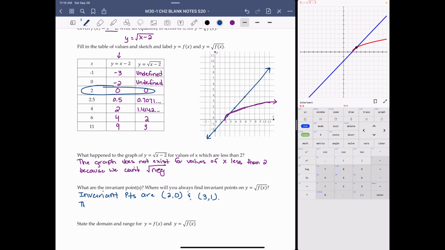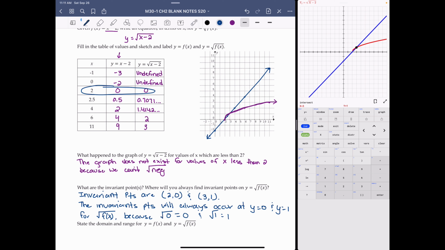So the invariant points will always occur at y equals 0 and y equals 1 for square root of f of x. This is because the square root of 0 equals 0 and square root of 1 equals 1.